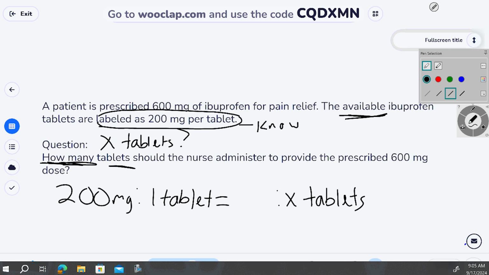So we know this one pretty easily. What I want to know, what number is that? That's the 600 milligrams. Because here, the key word, the sight word, is prescribed. This would be the same as ordered. Doctor said do this. Prescribed 600 milligrams of ibuprofen. That's what I want to know. I want to know how many tablets it takes to get here. So 200 milligrams is to 1 tablet, as 600 milligrams is to X tablets.